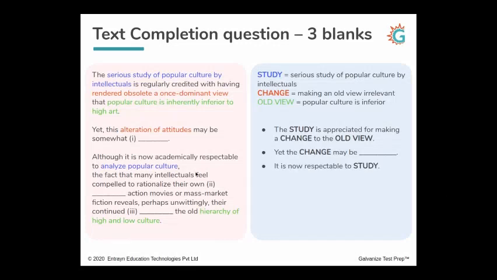It is now academically respectable to study. Whenever a sentence starts with although, while, even though, something like that, you can split it into two and add but to the second part.